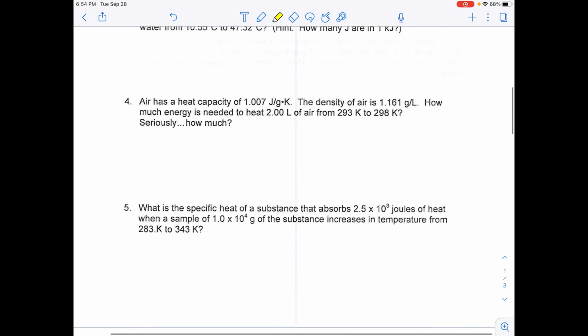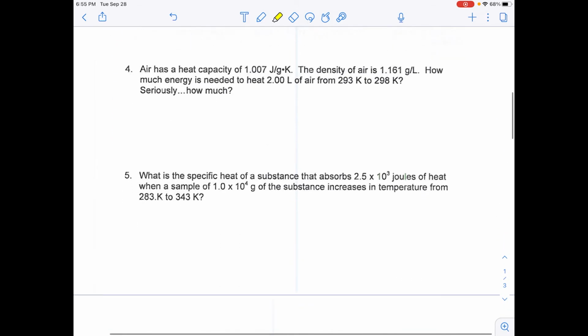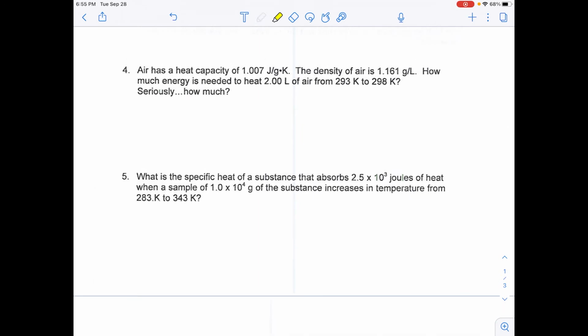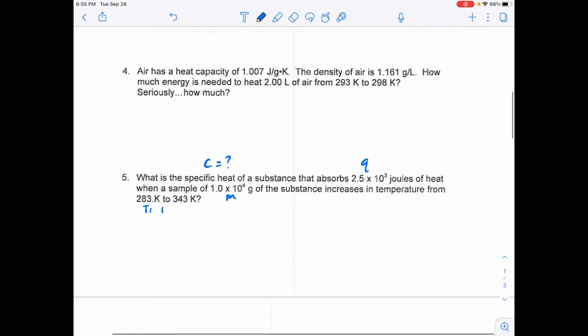Let's see what else is there. I could do number 5 too. What's the specific heat of a substance that absorbs 2.5 times 10 to the third joules of heat? That's your Q. When solving for C, by the way, what's the specific heat? It's a big sample, 10,000 grams. So that is your mass, and it increases from 283 to 343 K. So there's your initial temp and there's your final temp. So plug them in. I'm solving for specific heat.